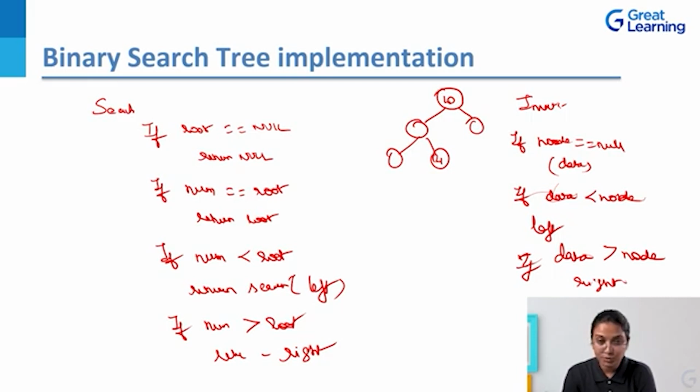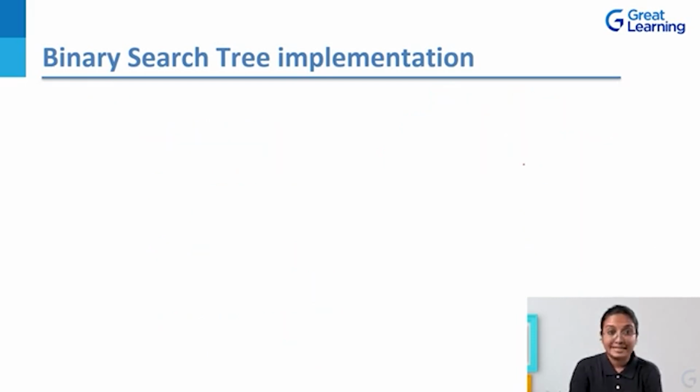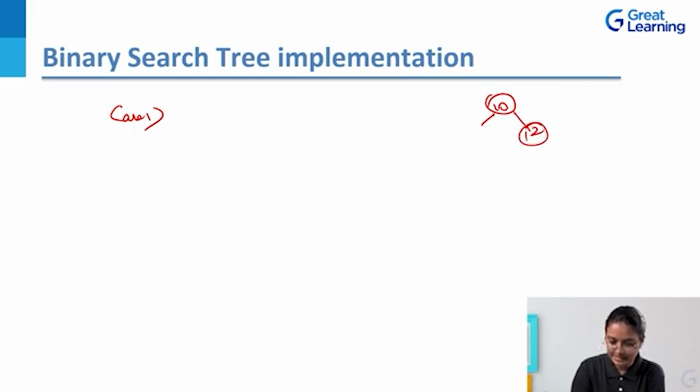So coming back to deletion, let's see how you delete an element from the binary search tree. Deleting has 3 different cases to be considered. Case 1, okay? Say for example, you have a tree here which is having certain values. I'm just giving a simple example.